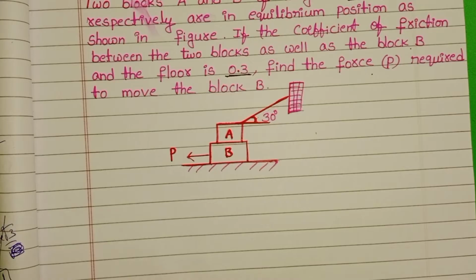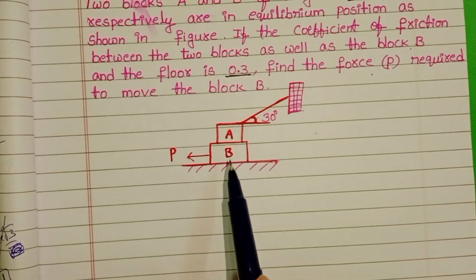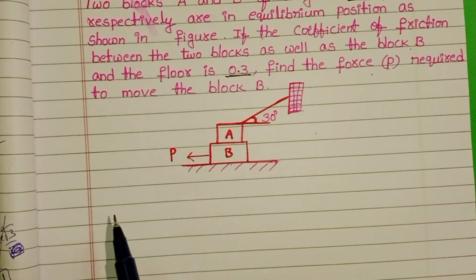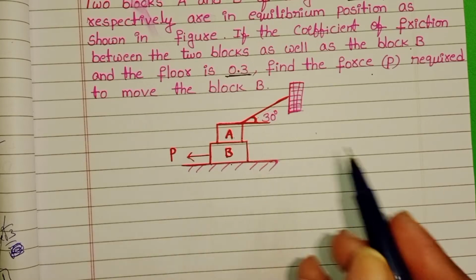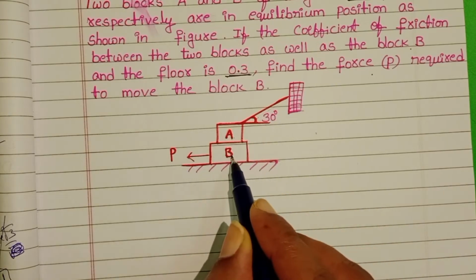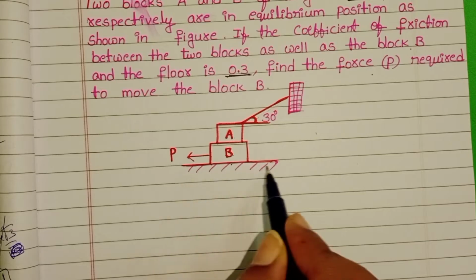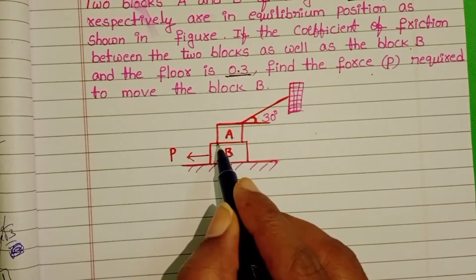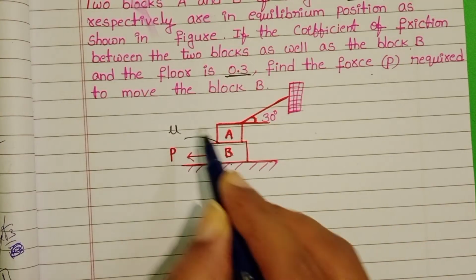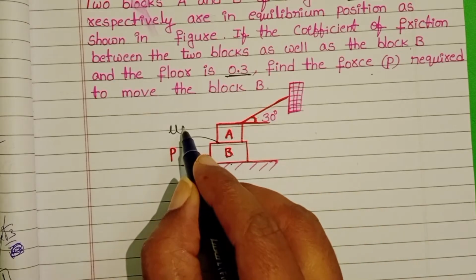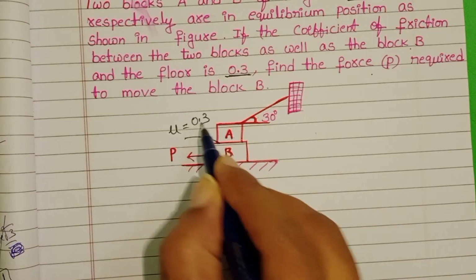This is the given diagram. Block A is placed on block B. Friction is acting between block A and B, and at the same time between block B and the surface also. The coefficient of friction between the two surfaces is the same, 0.3.